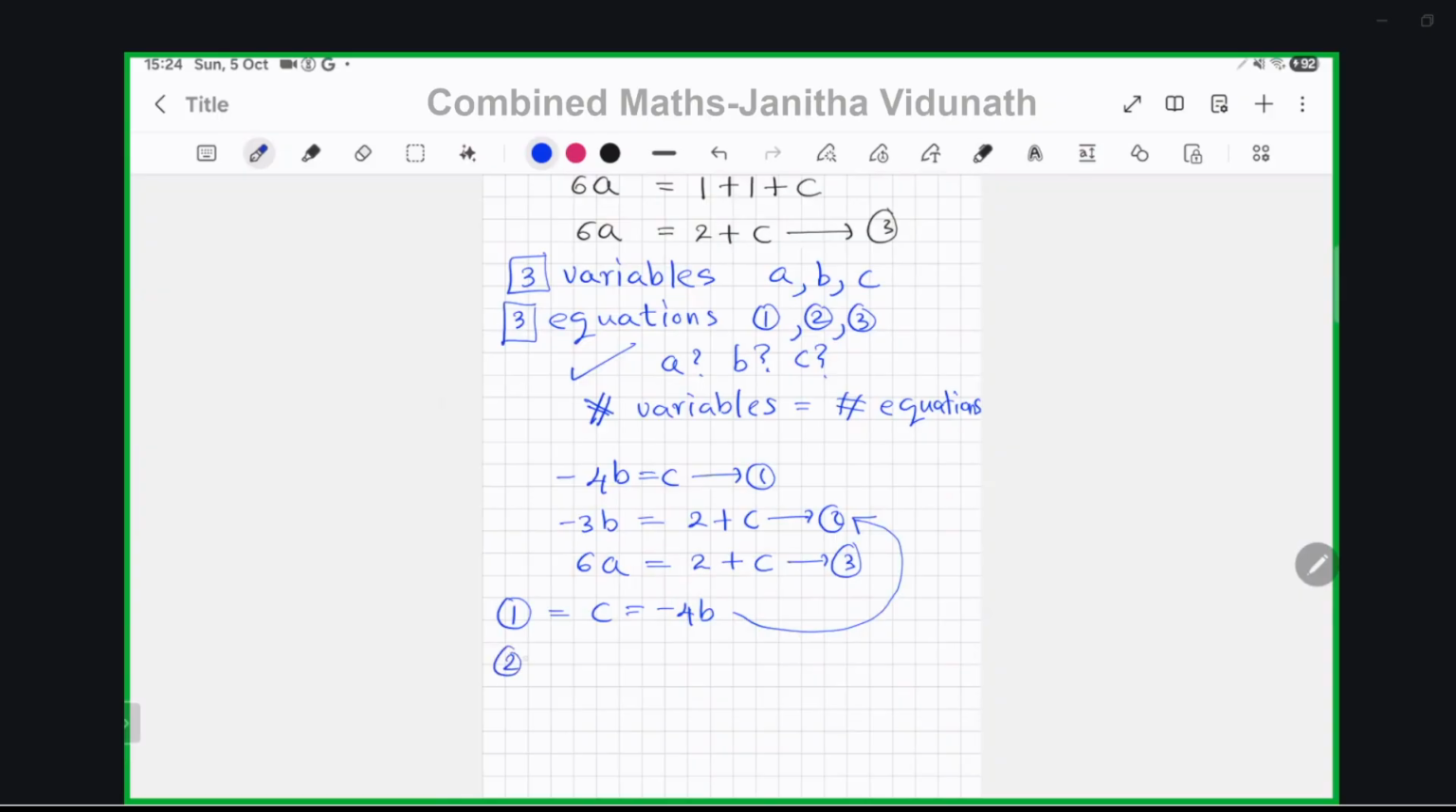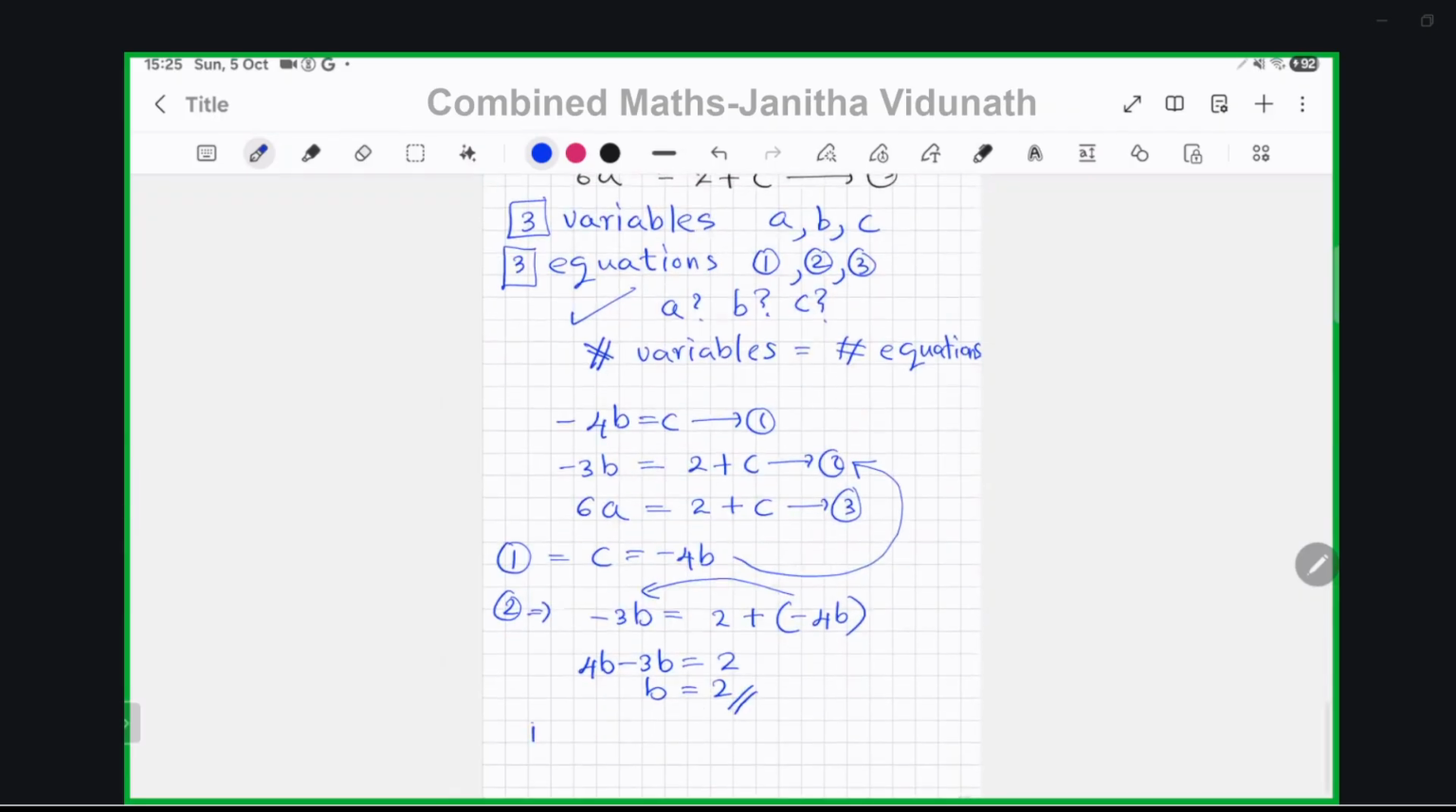Then from 2, we have minus 3b is equal to 2 plus c, which means 2 minus 4b. Then we can move minus 4b to this side, then we get 4b minus 3b equal to 2. That means b is equal to 2. From 1, we get c equal minus 4b. That means minus 4 times, we now know the value of b is 2. Then minus 4 times 2. That means c equal to minus 8.